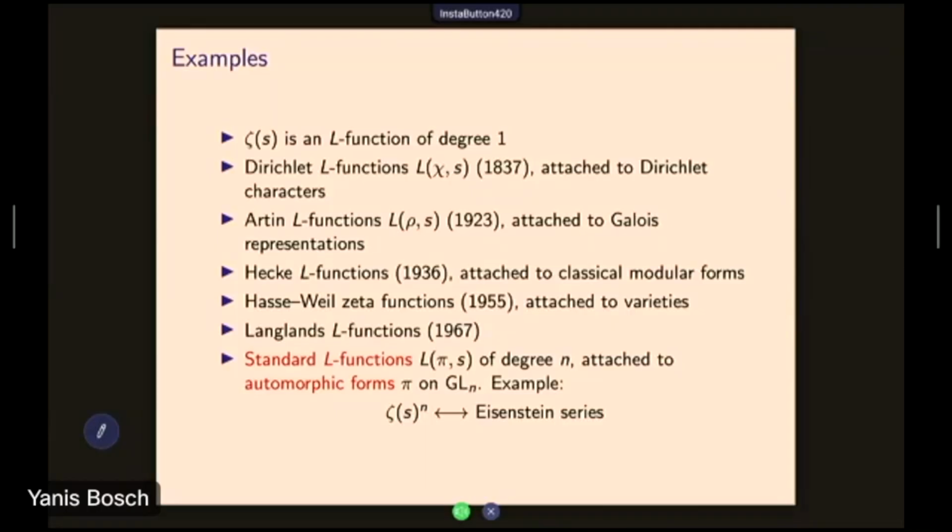But okay, conjecturally, all of these definitions are special cases of what are called standard L functions, which come from automorphic forms on GL_n. An example being this nth power of zeta, which comes from an Eisenstein series, which is a particularly explicit automorphic form. But then there are less explicit L functions that come from less explicit automorphic forms.